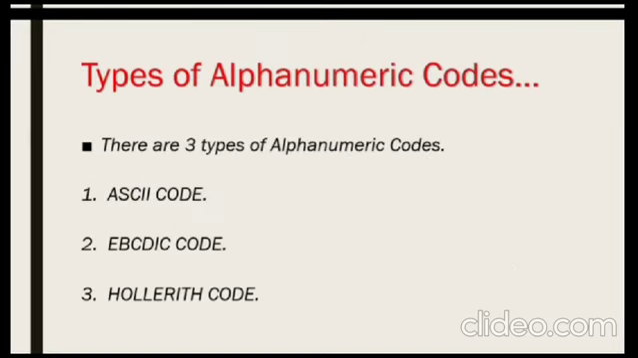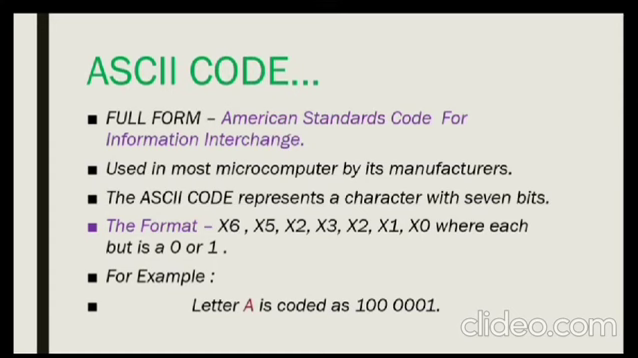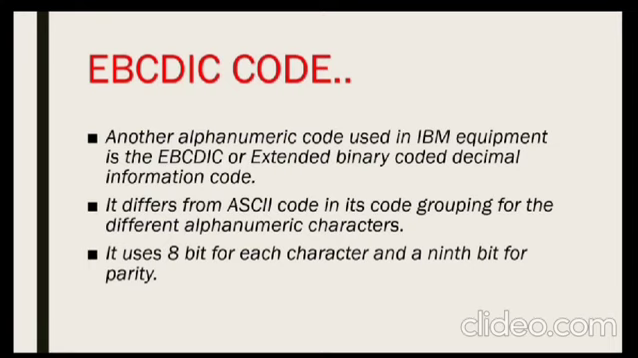There are 3 types of alphanumeric codes: ASCII code, EBCDIC code, and Hollerith code. ASCII code: the full form of this code is American Standard Code for Information Interchange. This code is used in microcomputers. This code represents characters with 7-bit codes. For example, letter A is coded as 1000001.